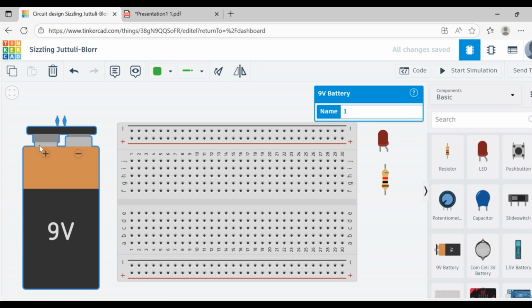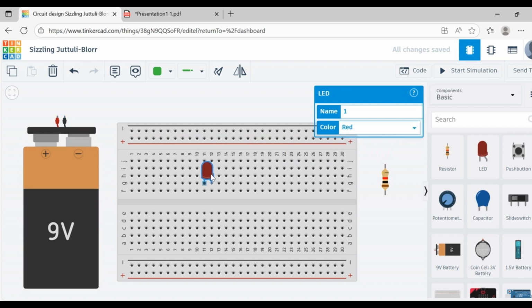It has two ends, the positive terminal and the negative terminal. When connected correctly, the battery provides the energy that allows the electricity to flow through the LED and make it glow. Now let's start giving the connections.